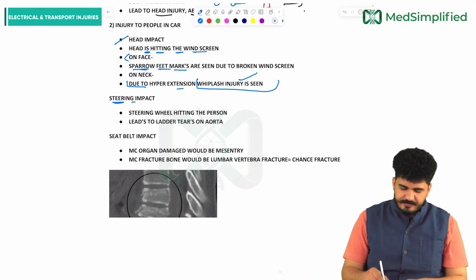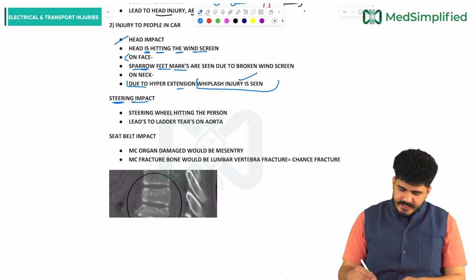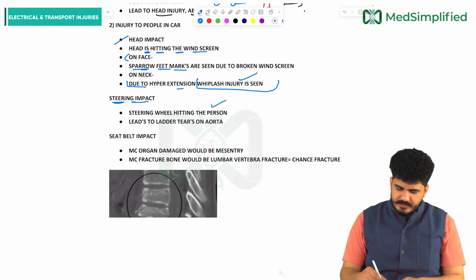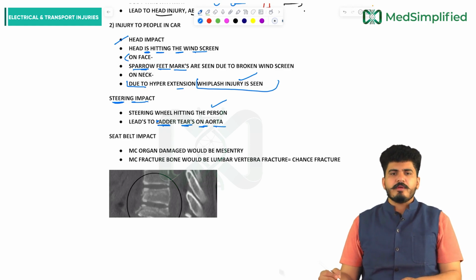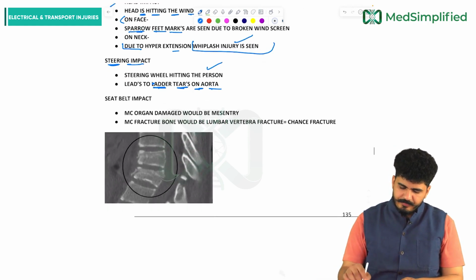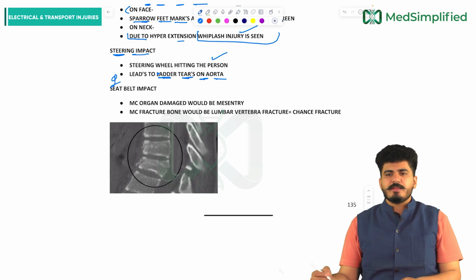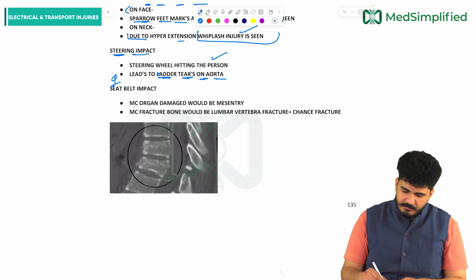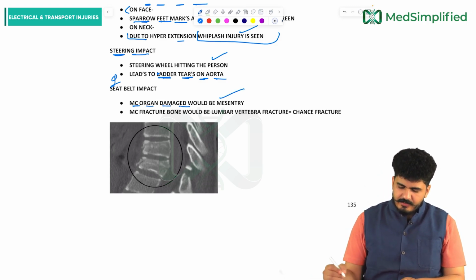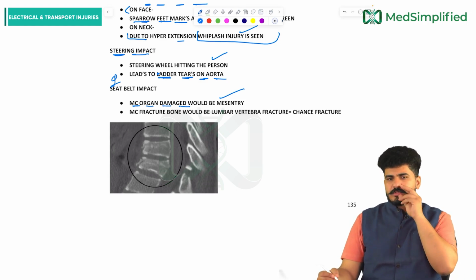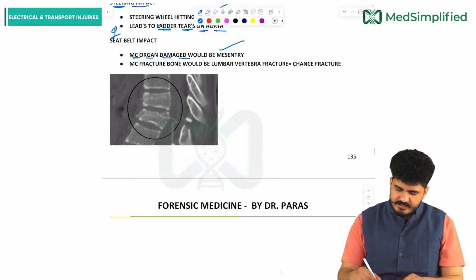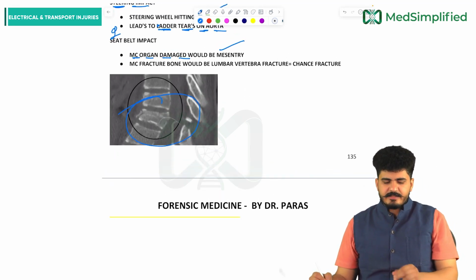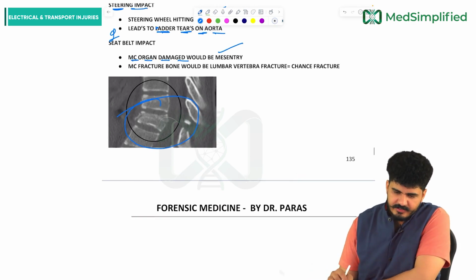Then the steering will also hit. Steering hitting the person can lead to a ladder tear on the aorta. Seat belt impact can also be there, sir. With seat belt impact, the most common organ damage would be the mesentery, and the most common fracture bone would be the lumbar vertebra, and this fracture is called a chance fracture. You can see right here, sir.